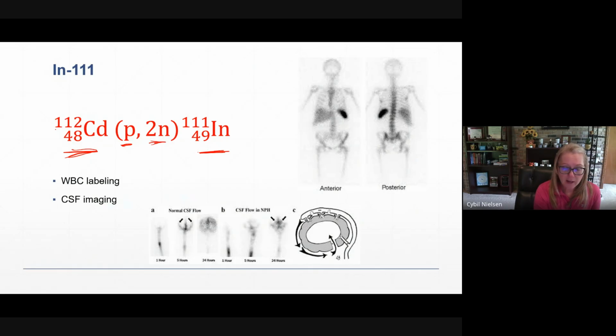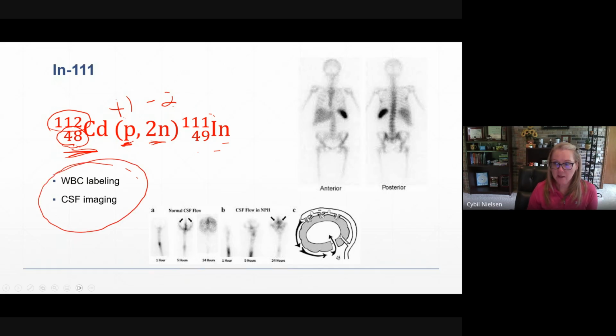So if I start with cadmium-112, which has 48 protons, and I like to do the protons first, if I add a proton, this 48 becomes 49. Since I changed the number of protons, my element changes. On the top, the 112, I add one proton minus two neutrons, because that's the mass number. 112 plus 1 is 113. 113 minus 2 is 111. That's how indium-111 is made. Indium-111 is used for white blood cell labeling and CSF imaging.